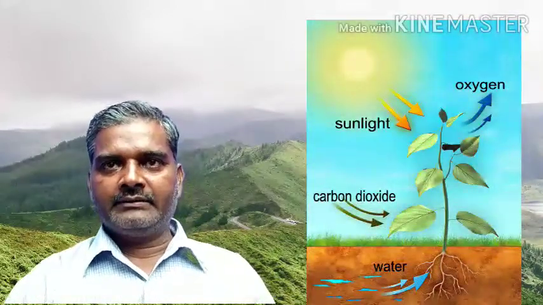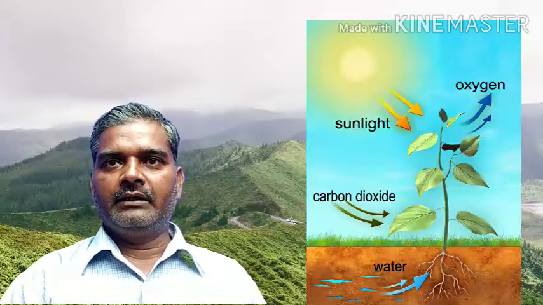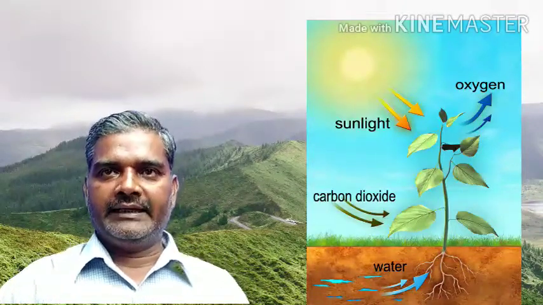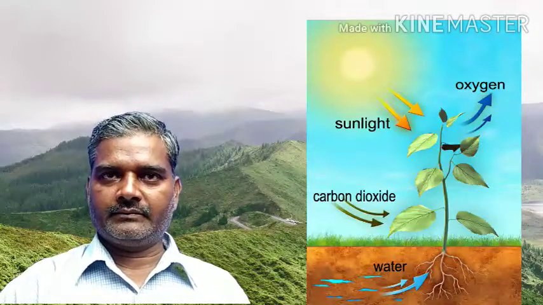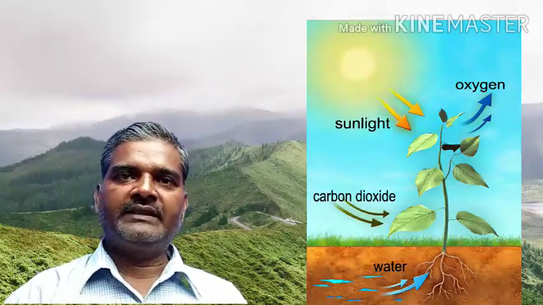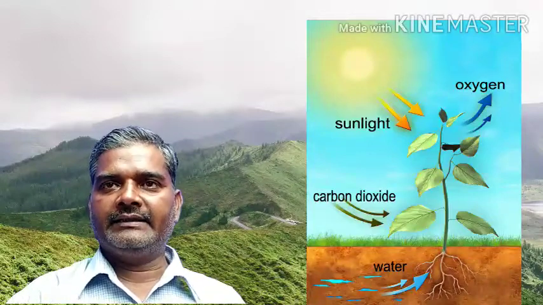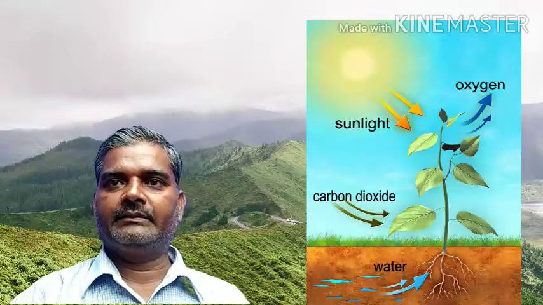Next topic: conditions and factors necessary for photosynthesis. Number 1, the presence of chlorophyll. Chlorophyll present in the green leaves traps the light energy of the sun and makes energy carrying particles. Second, the presence of sunlight. As the light intensity is increased, the rate of photosynthesis also increases.